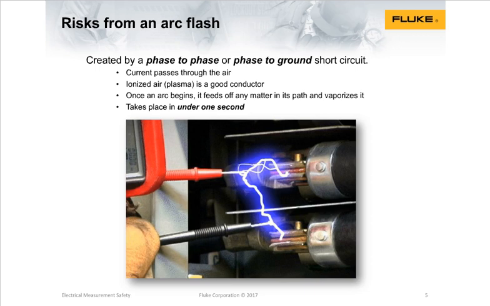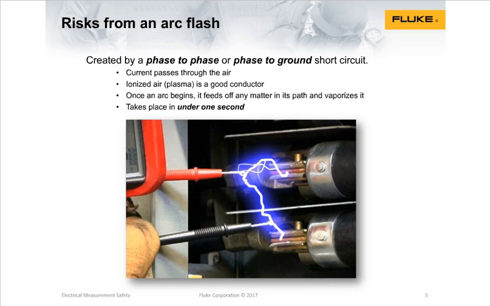The risk from an arc flash is created from a phase-to-phase or phase-to-ground short circuit. What happens is the current passes through air, and ionized air, which is plasma, becomes a very good conductor. Once the arc begins, it feeds off any matter in its path and vaporizes it. The bus bars, all of the different conductors, the conductive core of any of the wiring, everything is virtually liquefied. It takes place in milliseconds. In the blink of an eye, the arc flash incident and the arc blast are over. But the damage lasts a lifetime.